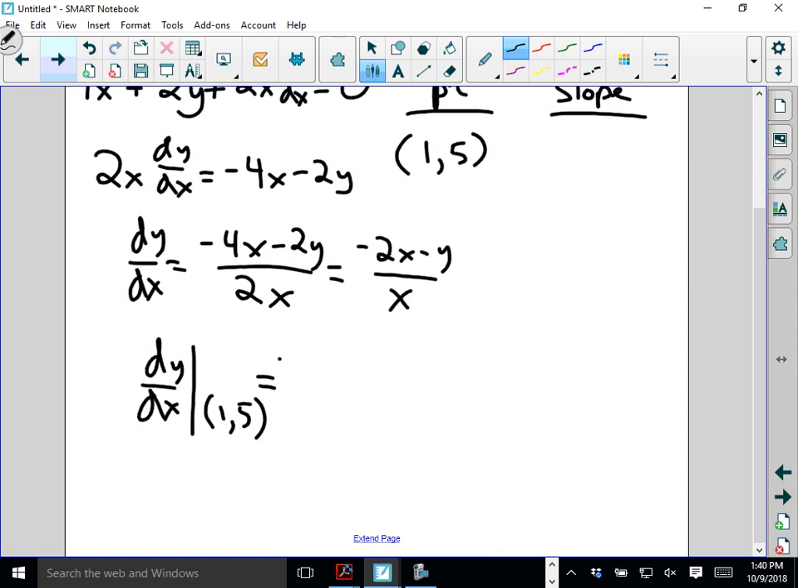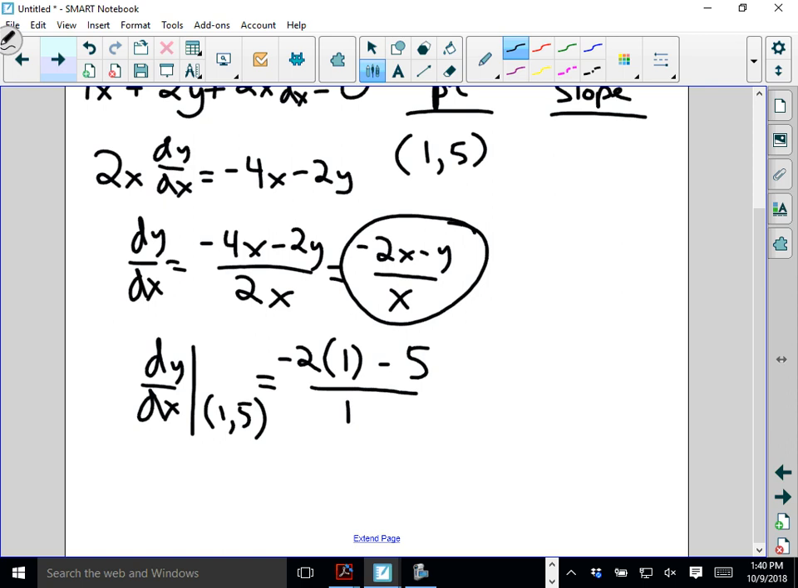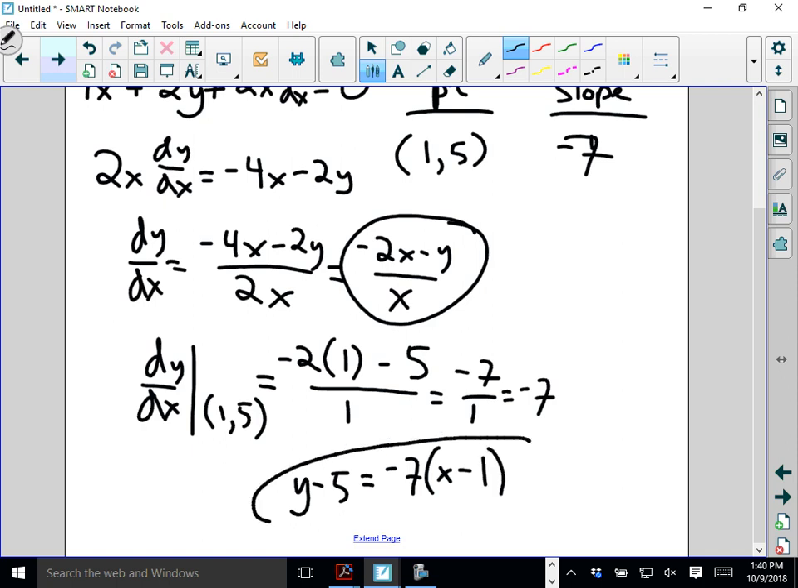Okay, I'm using this to plug in. Negative 2 times 1 minus y, which is 5, all divided by 1. So that gives me negative 7 over 1, which makes negative 7. So my slope is negative 7. Therefore, my equation is y minus 5 equals negative 7 times x minus 1. And I'm done. Let's look at problem 7.